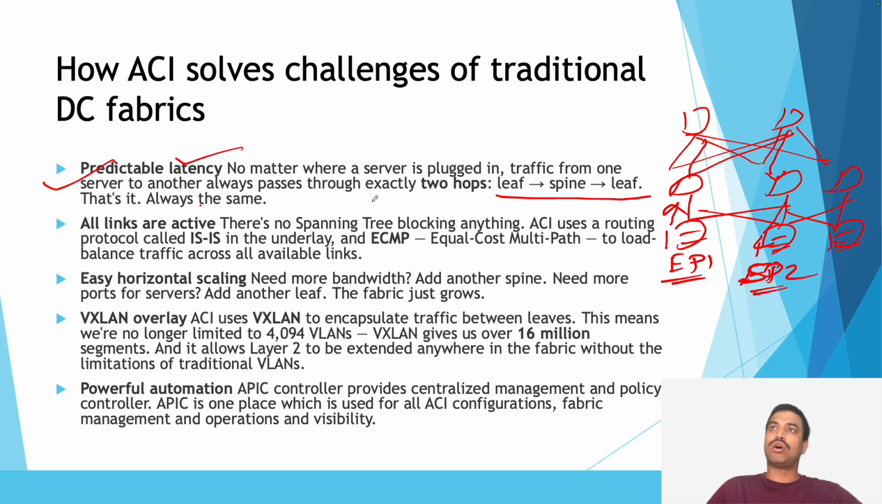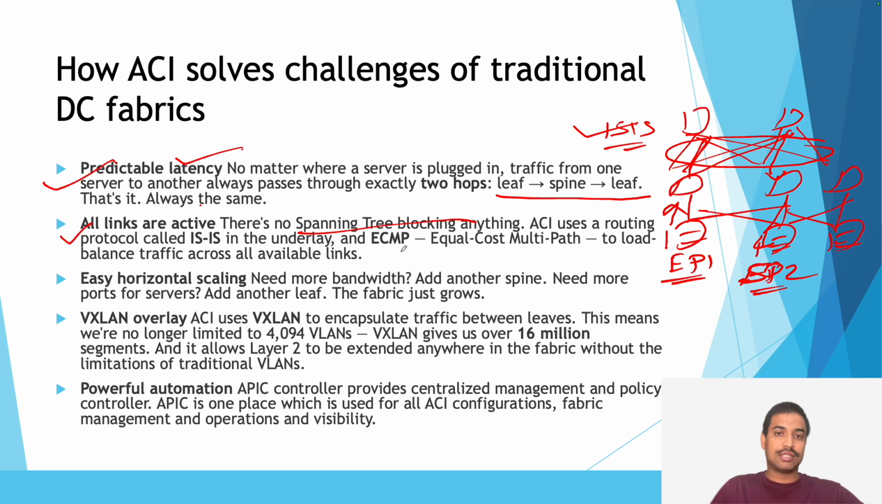The second part is all links are active. Inside this particular fabric, we don't have any layer 2. We have ISIS running between the links. So these links are layer 3 links. They will be divided into sub interfaces and configured with IP addresses. They will run ISIS between them, so you can keep all of these links active. As you can see, the STP tree is not blocking anything here, but STP is not the only benefit.